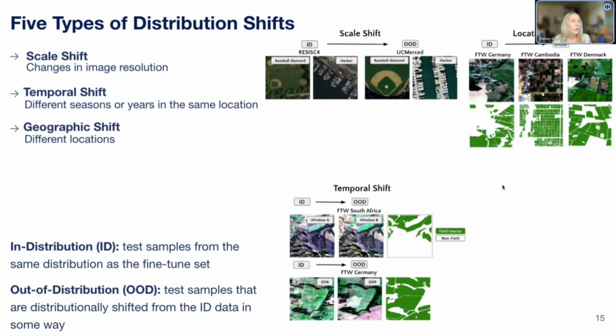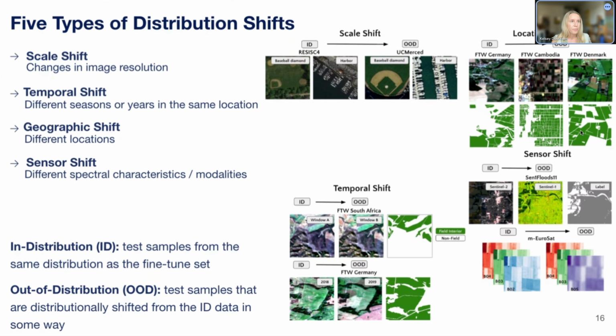And then we also look at location shift. So this is, again, using Fields of the World. And we look at a different set of countries where we fine-tune our ID set on Germany. And then we do a couple different countries as our OOD sets. So Cambodia, which looks very geographically different from Germany in terms of very much smaller little parcels or field level boundaries. And then we also have an OOD set of Denmark, which is a little bit more similar to Germany in that it has much larger field boundaries than what we see in Germany. So how do the models deal with that?